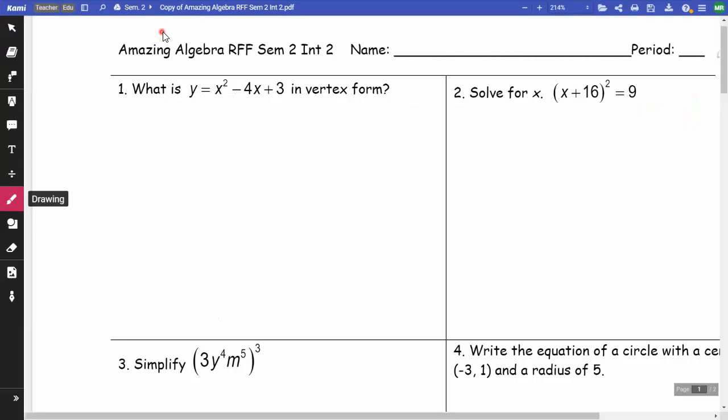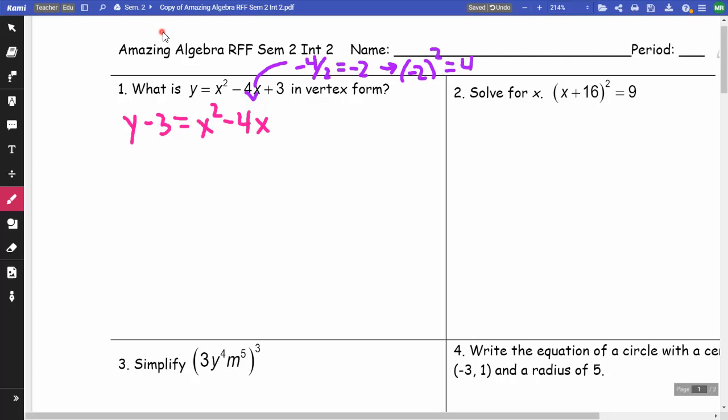I'm going to subtract the 3. And then I want to figure out x squared minus 4x plus what? So we're going to take this -4, which is our b, and take half of it. So -4 divided by 2, which is -2. And then we take -2 squared, which is 4. So you basically take your b divided by 2 and square it, and that's what you're going to add to both sides.